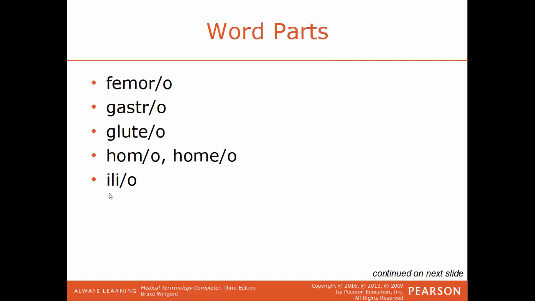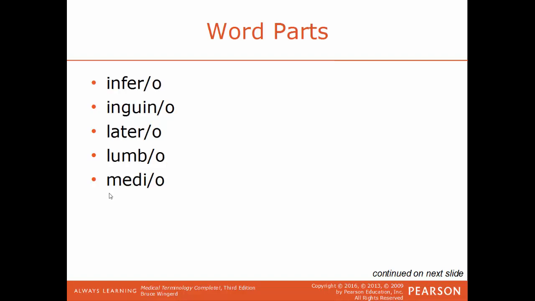Homo or homeo means the same. So a homosexual couple are 2 people of the same sex, so 2 men or 2 women. A heterosexual couple would be a male and a female, 2 different sexes. The last one on the slide, ili, is a reference to the ilium, which is one of the bones of the pelvis. Inferior or infero is a reference to inferior or below.